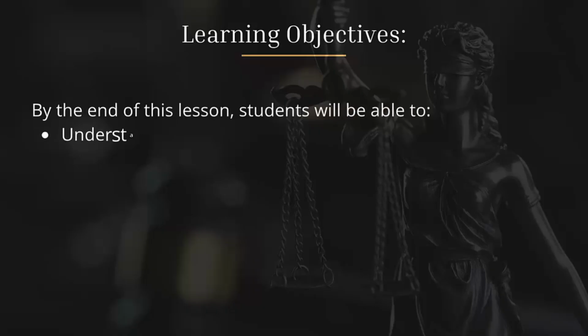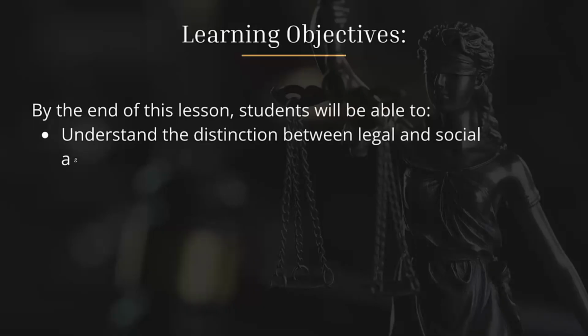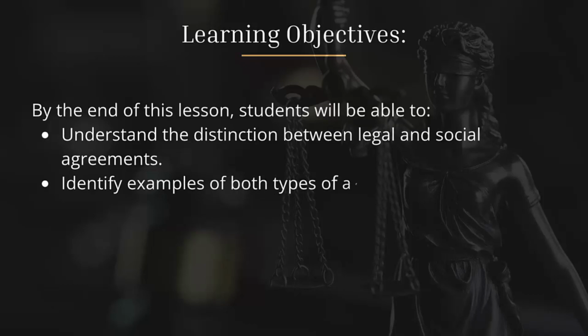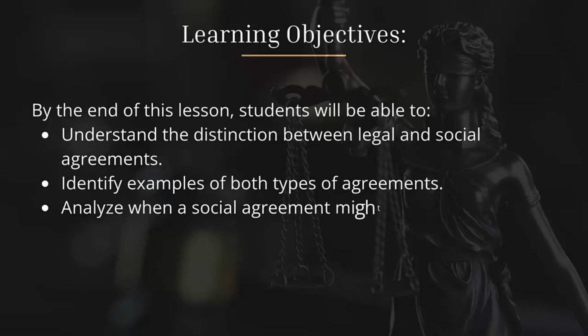Learning objectives. By the end of this lesson, students will be able to understand the distinction between legal and social agreements, identify examples of both types of agreements, analyze when a social agreement might become legally binding, and understand how courts determine enforceability.